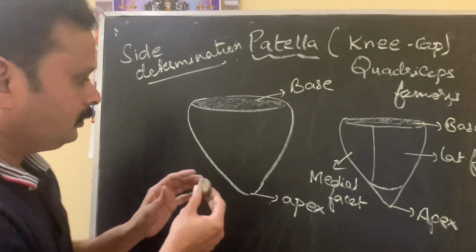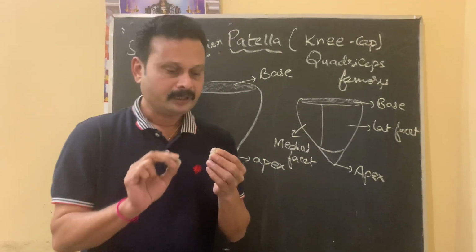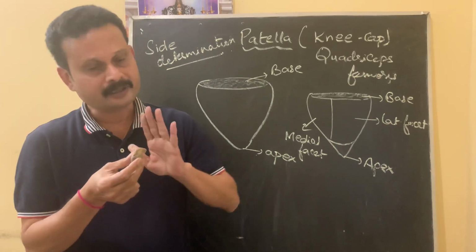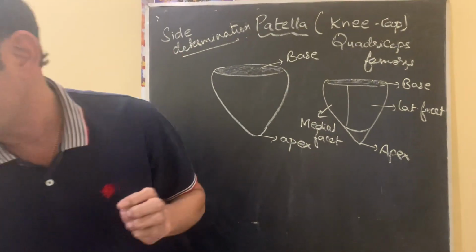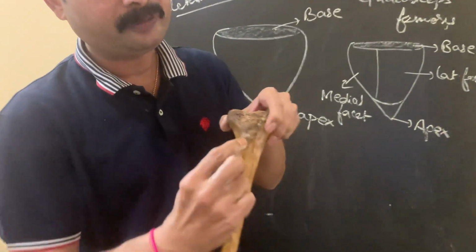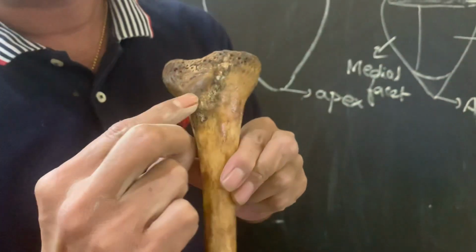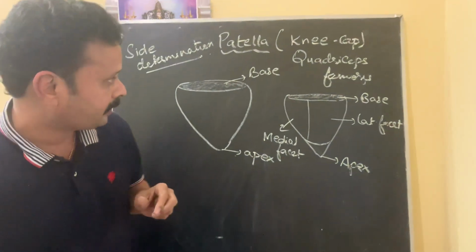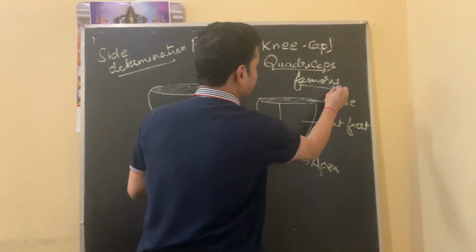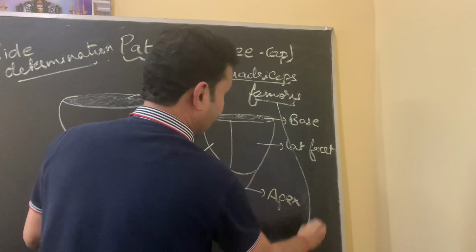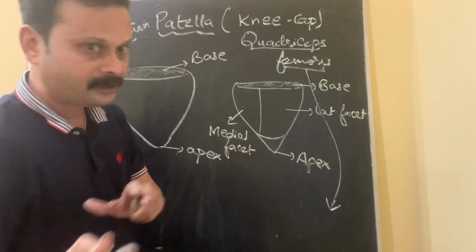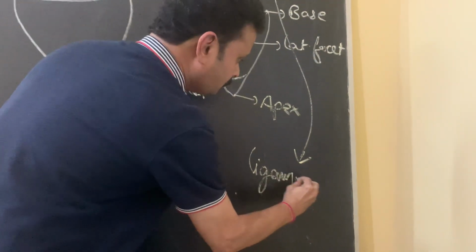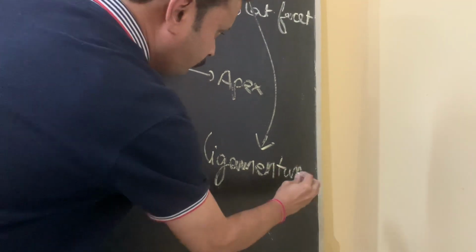It's clear now. Again I am saying this is a sesamoid bone. It is a bone formed within a muscle, and the muscle is not inserted here. That muscle, which is the quadriceps femoris, finally is inserted into the tibial tuberosity. This is the tibia bone. Finally it is inserted into the tuberosity of the tibia through a ligament, and that ligament is called the ligamentum patellae.